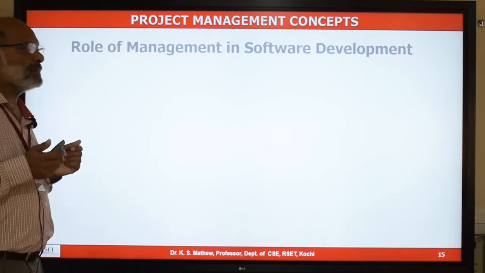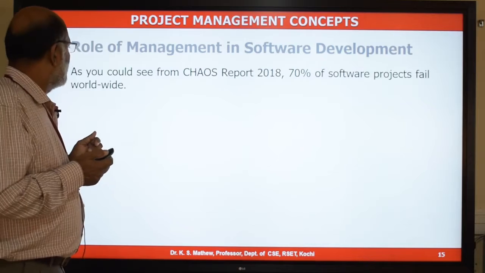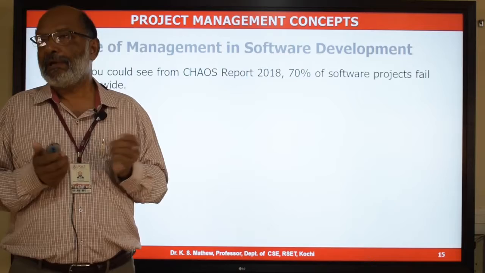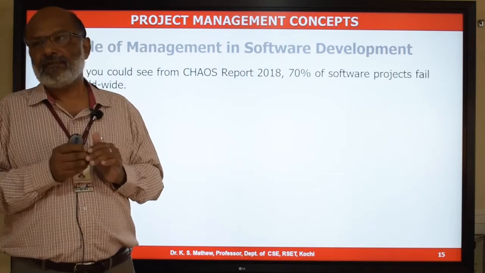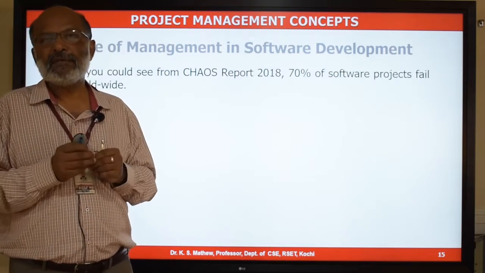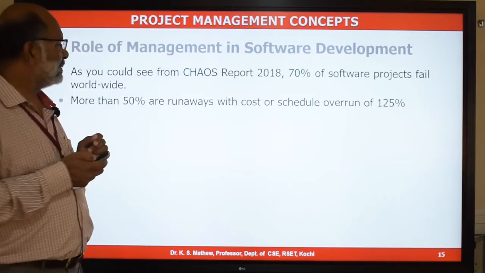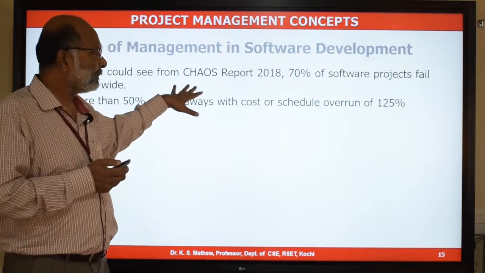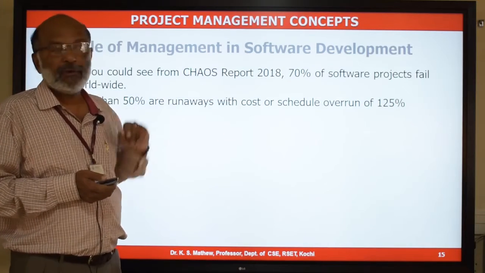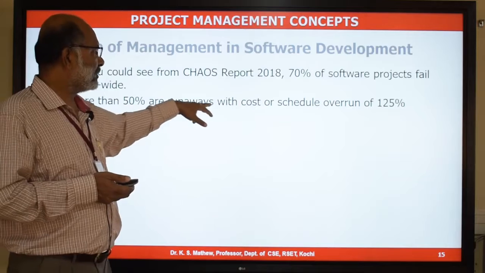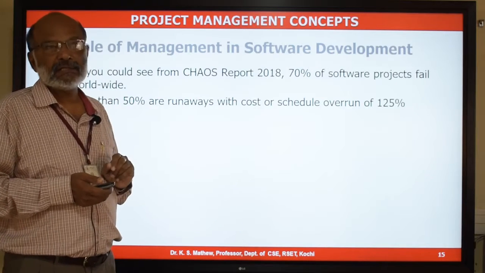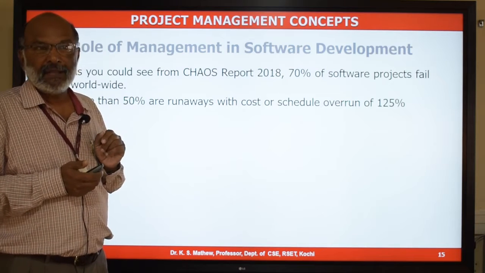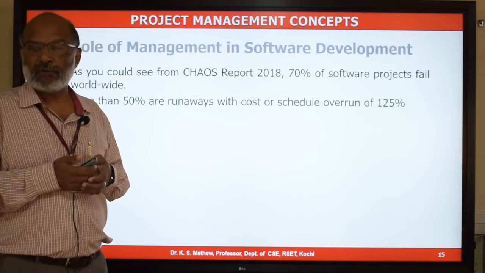So what is the role of project management in software development? As you could see in the CHAOS report of 2018, only 30% of the software projects were successful, the remaining 70% were failures. Out of that, more than 50% of projects were runaways with cost overrun, schedule slippage and not meeting the requirements. Most of the cost overruns and schedule overruns, the average overrun was 125% in 2018. So that is the current scenario of software projects.